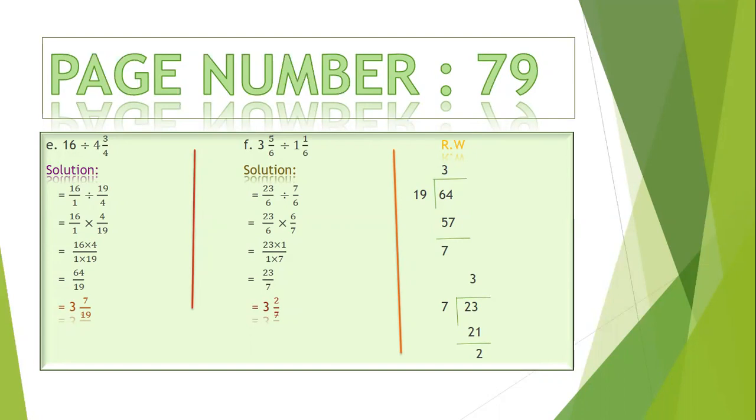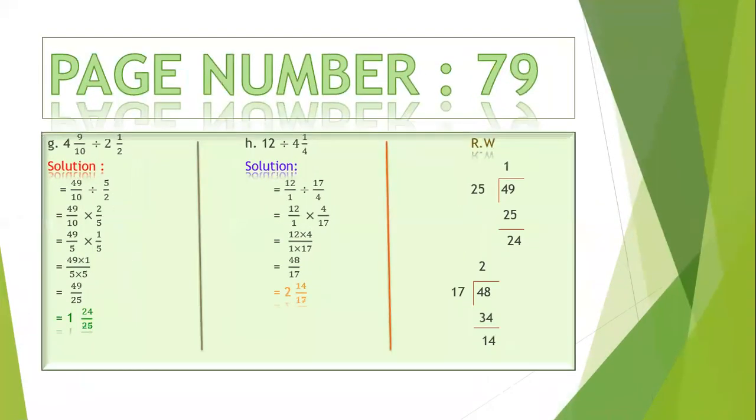Now we interchange the sign. We convert division into multiplication and we take the reciprocal of 7 over 6, which will be 6 over 7. We can cancel 6 and 6, and 23 over 7 will be left there. After the division, 3 whole number 2 over 7 is our required answer.